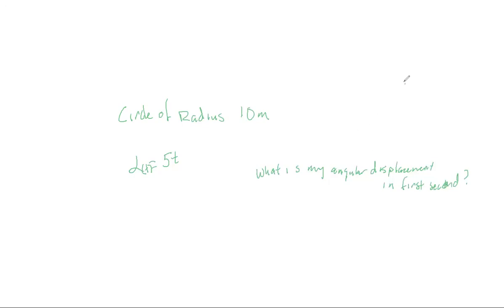What does that mean? I'm in a circle of radius r, and I'm going around with some acceleration. I know it's positive because this is positive. I'm assuming I start at 0 for this problem. And so I want to know where I end up after 1 second.